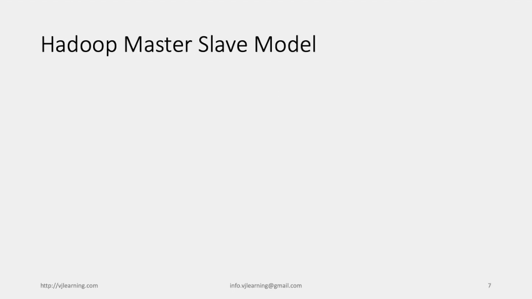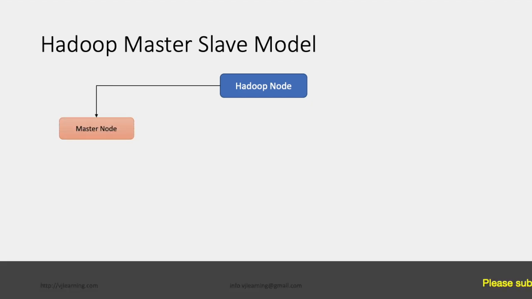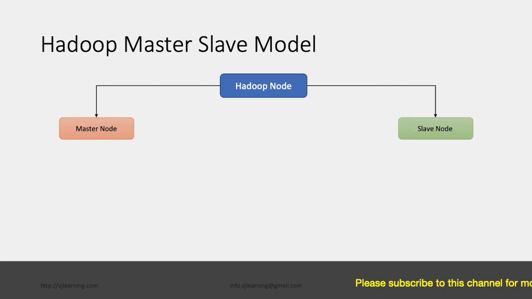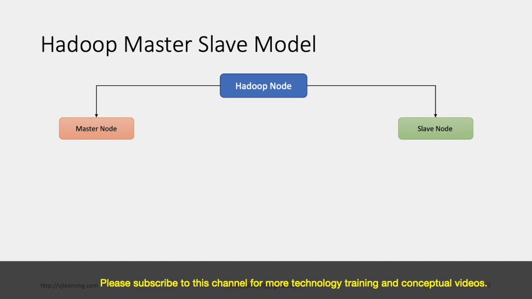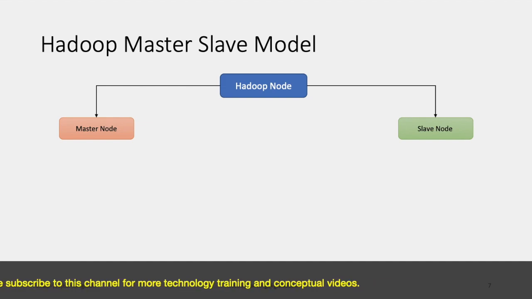Let's look at master-slave architecture in Hadoop. There is something called a Hadoop node. Any machine within a Hadoop cluster is called a Hadoop node. There are two kinds of nodes: one is a master node, and another one is a slave node. The master node's responsibility is to talk to the consumers and manage jobs, or what needs to be done, and slave nodes, on the other hand, actually do the job.